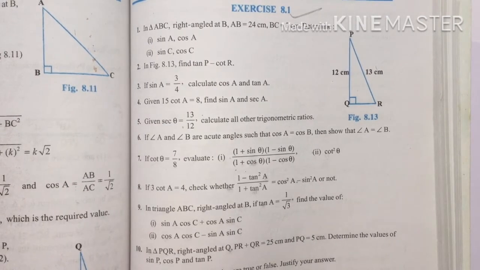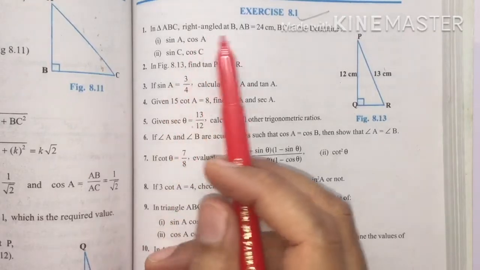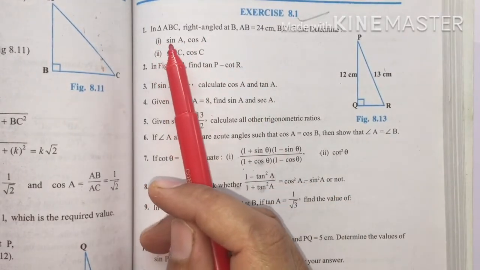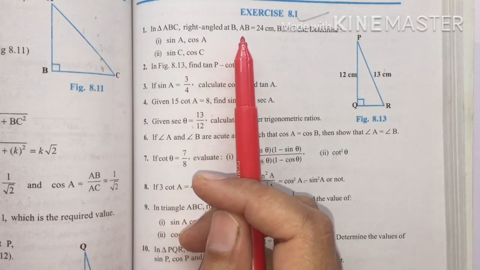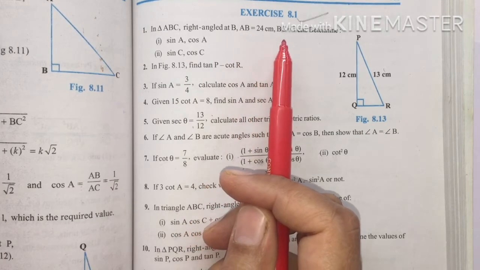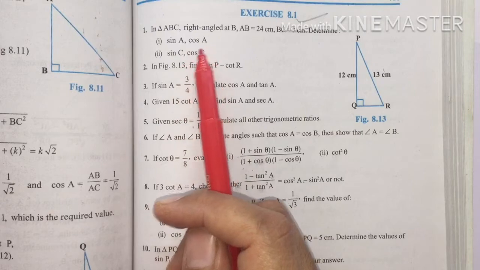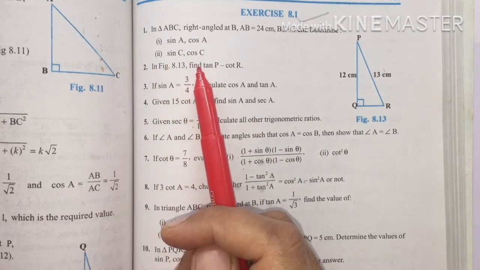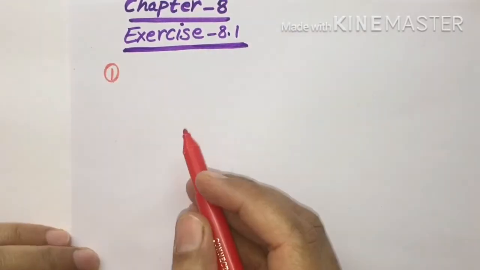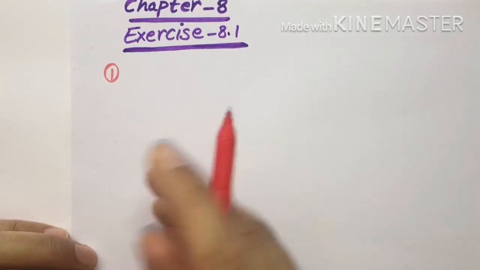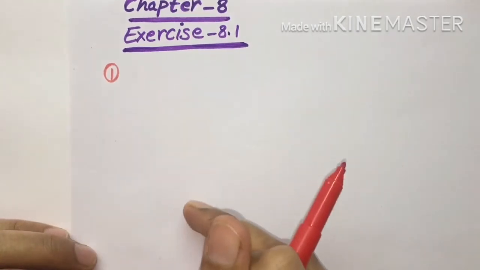Let's start. Question number 1 in exercise 8.1. In triangle ABC, right angled at B, AB is 24 cm, BC is 7 cm. Determine sin A, cos A and sin C, cos C. It is given that triangle ABC is right angled at B.